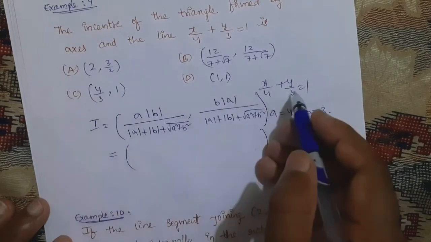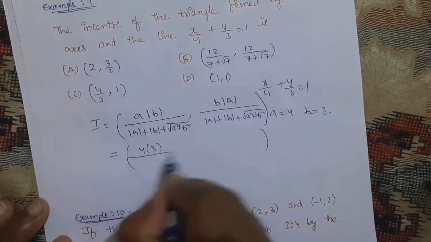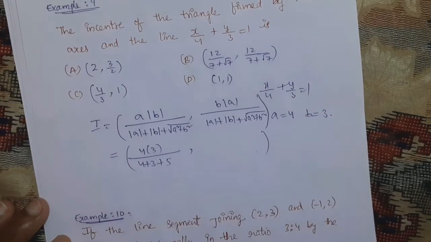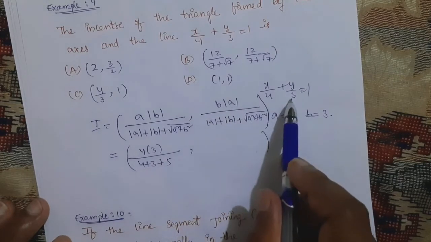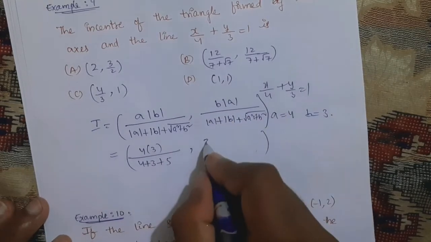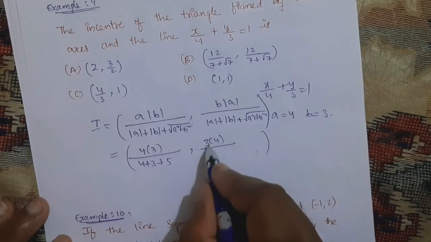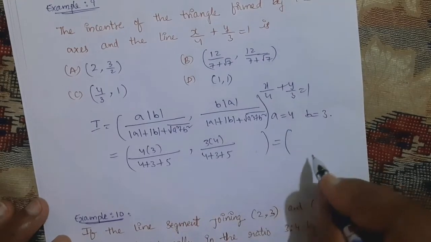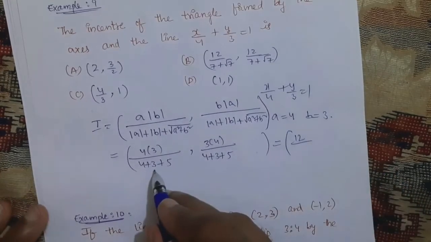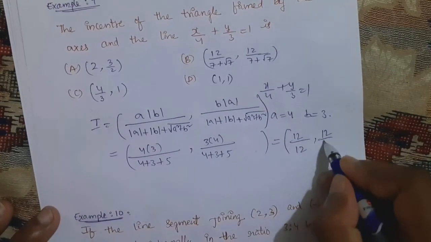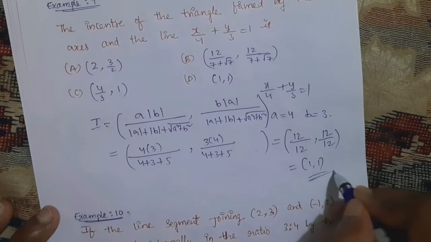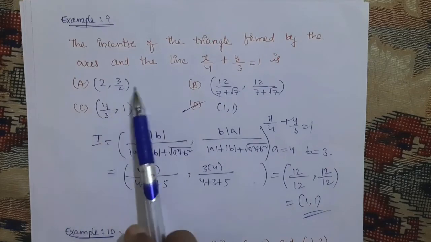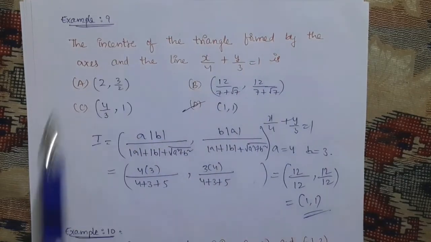So now what is the value? It is 4 into 3 divided by 4 plus 3 plus square root of 16 plus 9, that is 25, that means 5, comma, b into a, which is 3 into 4, divided by 4 plus 3 plus 5. So we get 4 3s are 12, 4 plus 3 is 7, 7 plus 5 is 12, so 12 by 12 comma 12 by 12, which is nothing but 1 comma 1. So it is option D. This is the shortcut formula whenever they give this type of line equation to find the incenter.